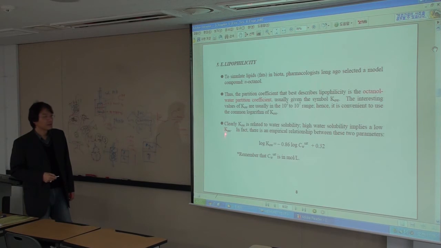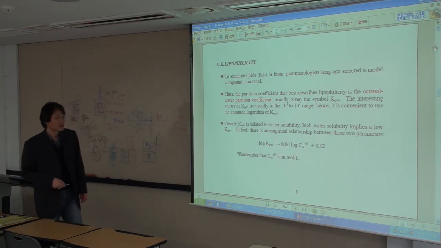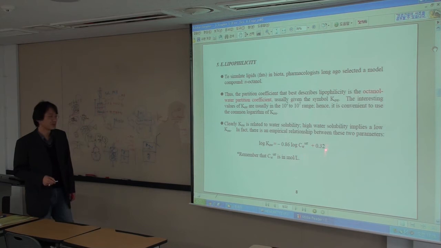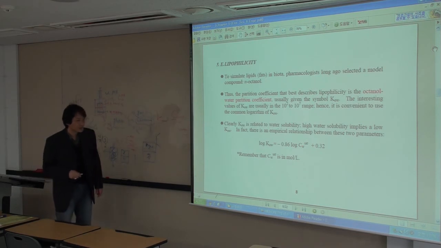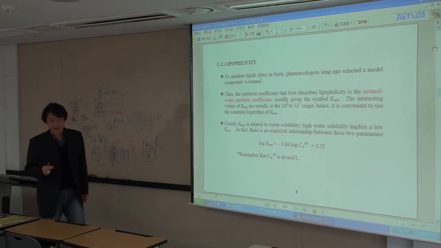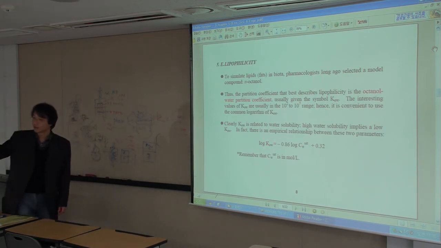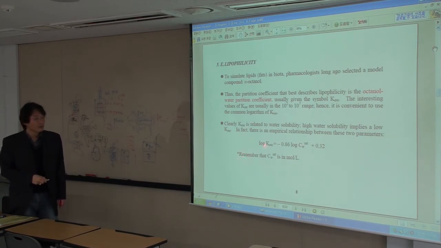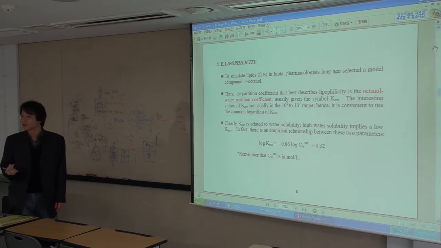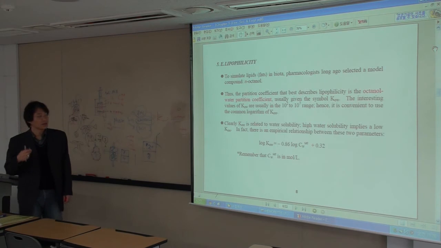And then there is a very empirical equation here, as most chemists developed. KOW is related to water solubility. They just put log KOW equals minus 0.86 log CW saturation plus 0.32. Well, most of the water solubility is in mole per liter, right? But if you want to use another unit, you can convert that. So if you just check the CRC handbook, as I already told you, you can find 100 or 200 pages of KOW values. If you know this value and you know the concentration of contaminants in water, this is very interesting. That's it. So you know how much amount can be dissolved in water.